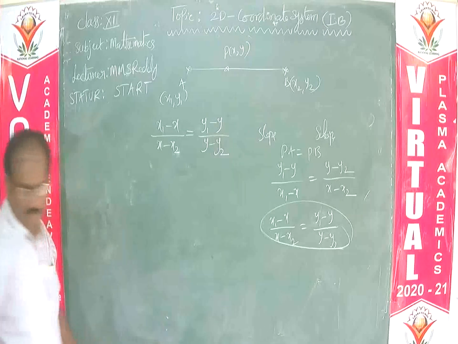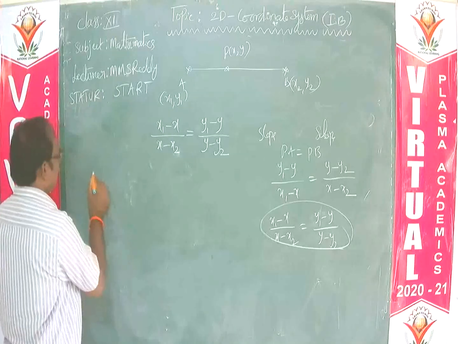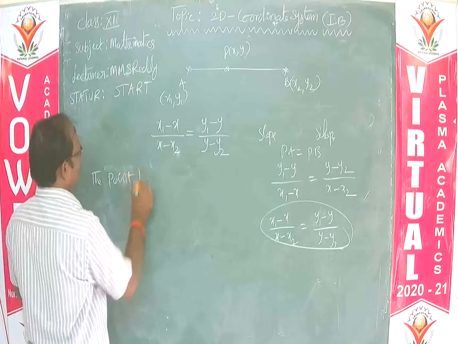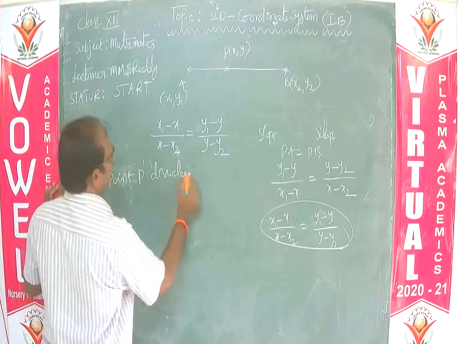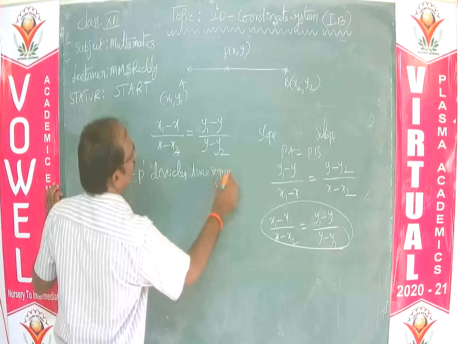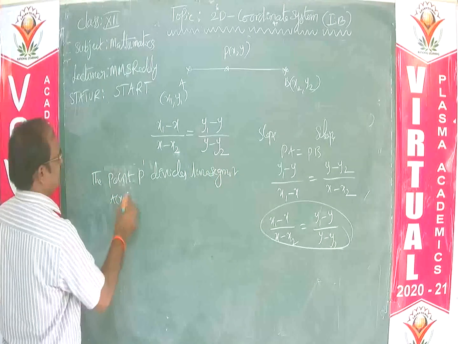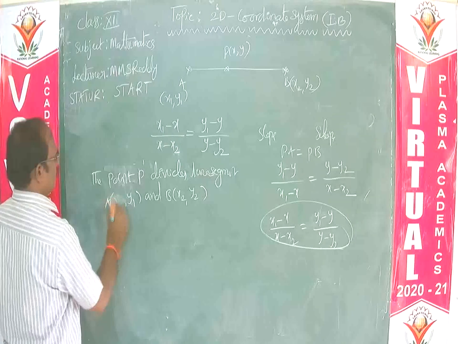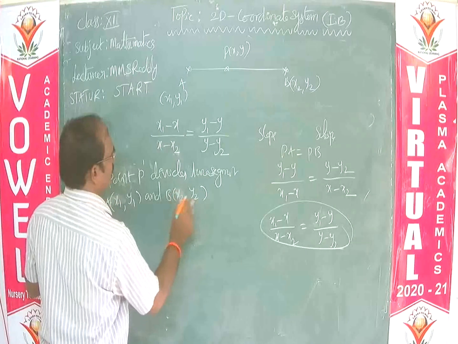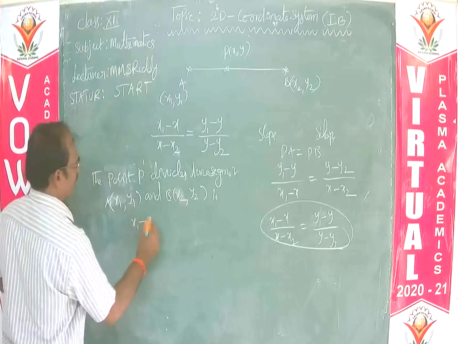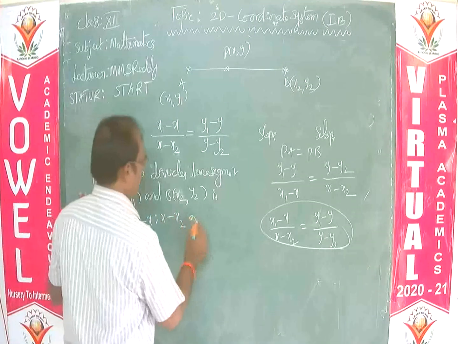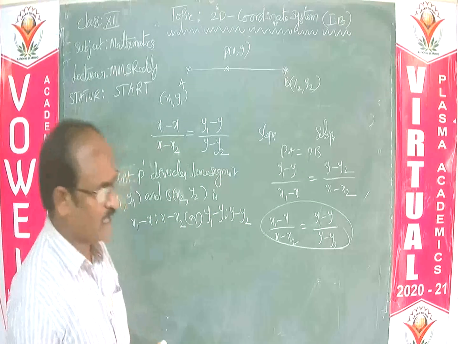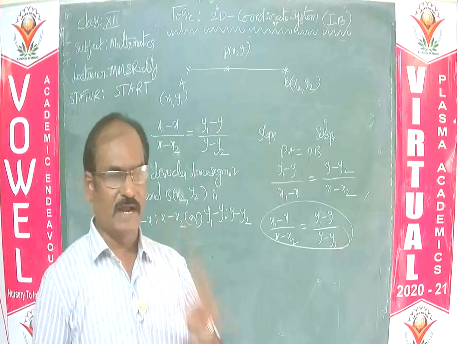So from this concept, we can say that the point P divides the line segment joining A (x1, y1) and B (x2, y2) in the ratio x1 minus x is to x minus x2, or y1 minus y is to y minus y2. Is it clear?